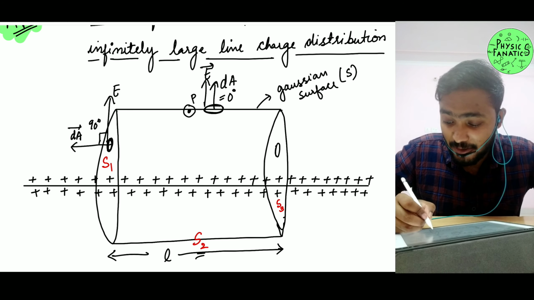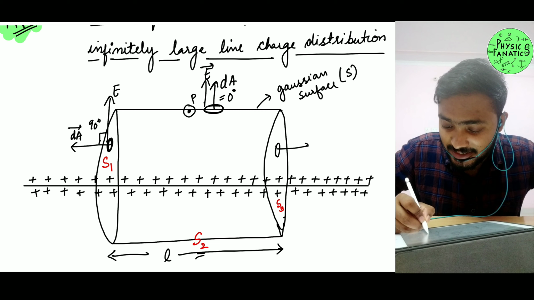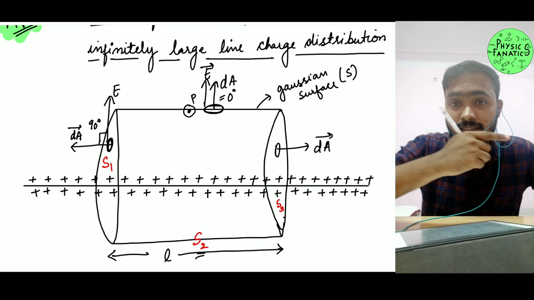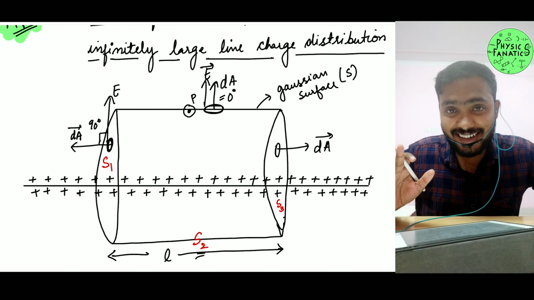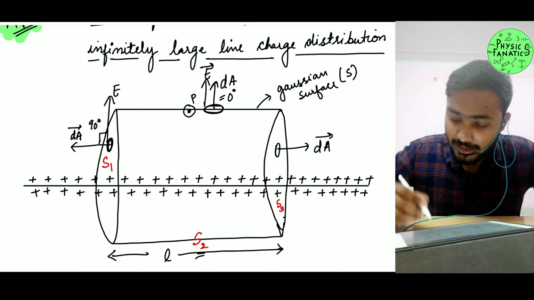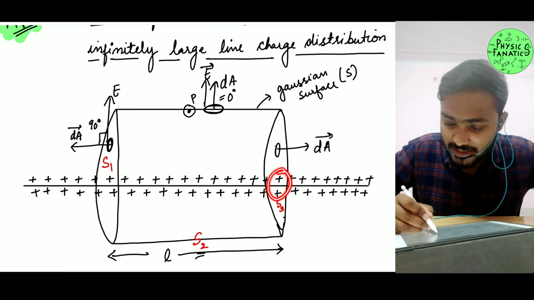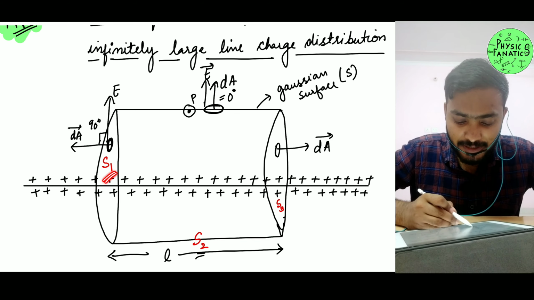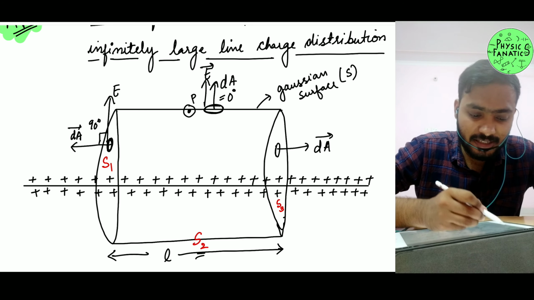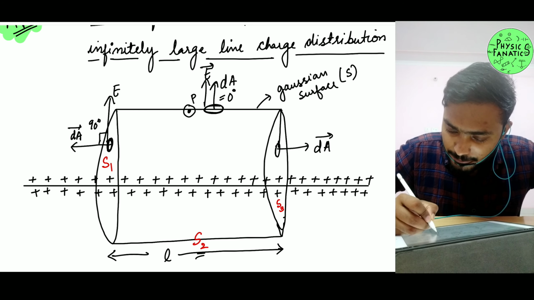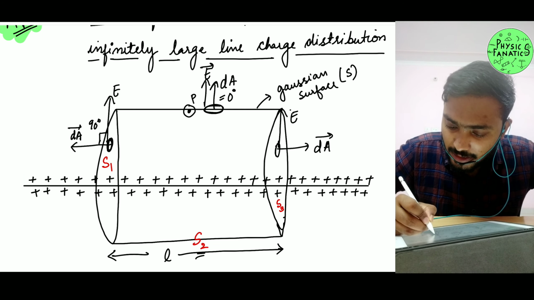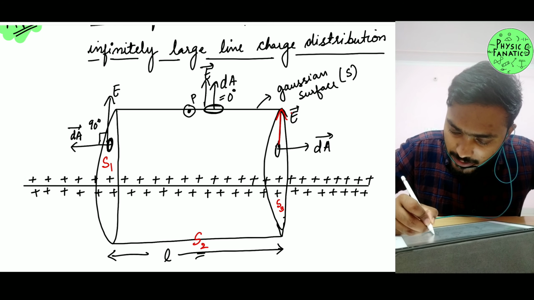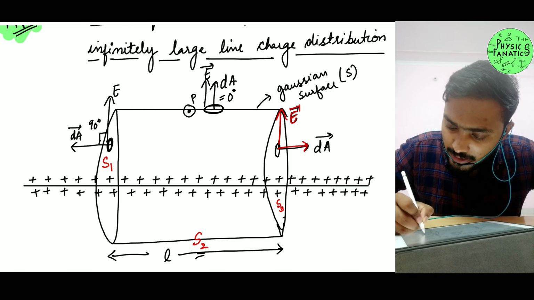Great. Let's talk about the S3 surface. For the S3 surface, the area vector is in this direction. But again, because of the positive charge, the electric field will be in the upward direction, just as it was in the first case. I can draw it: the electric field is in the upward direction. I hope you guys can see the electric field and the area vector.